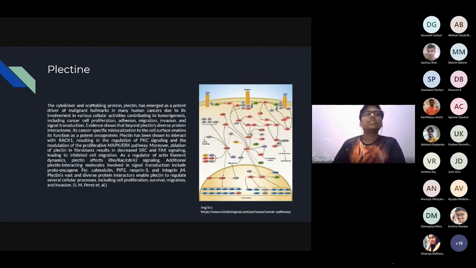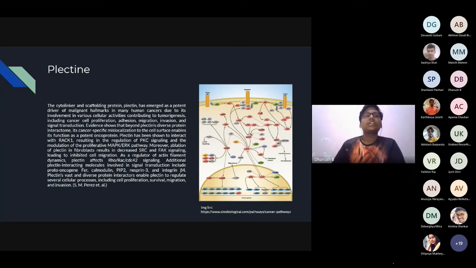Plectin shows interaction with RAC1, resulting in regulation of the PKC signaling and modulation of the proliferative MAPK-ERK pathway, which are also signaling pathways of cancer. Removal of plectin from the fibroblasts resulted in decreased SRC and FAK signaling, inhibiting cell migration. And plectin affects the Rho signaling pathways as a regulator of actin filament, and is involved in signal transduction.